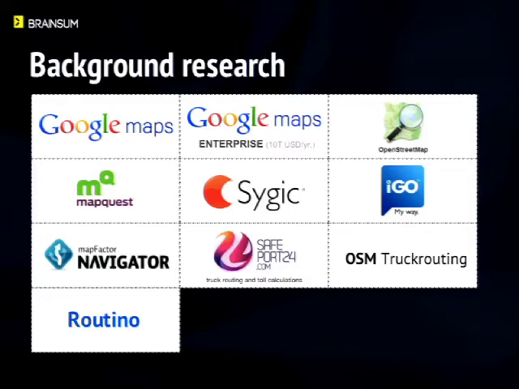Because of the strong need for offline mapping, we started to discuss with certain navigation software developer companies too, but their license conditions just did not fit this project. So Sygic, iGO, and MapFactor went out. And finally, we found a vendor who had just finished its implementation of a truck routing engine based on OpenStreetMap data. And they had a toll calculation engine too. So this was the safe port.